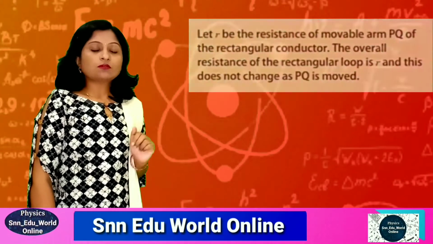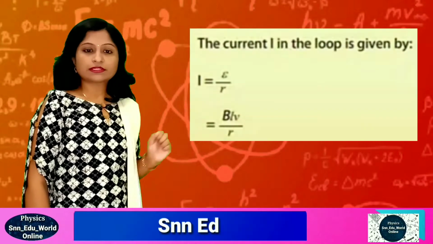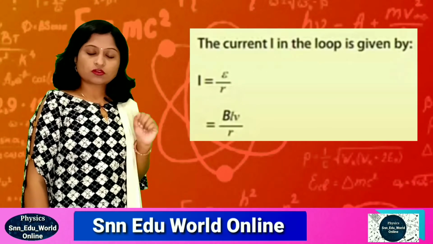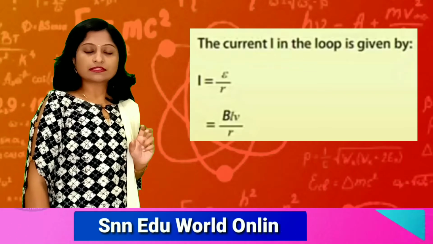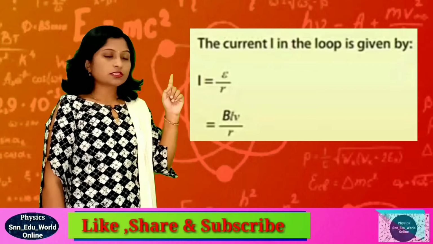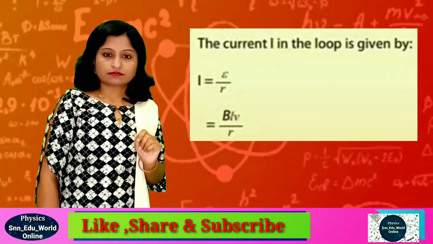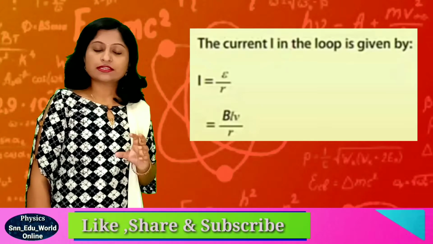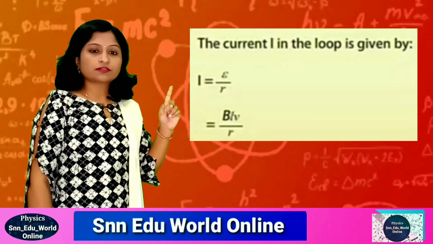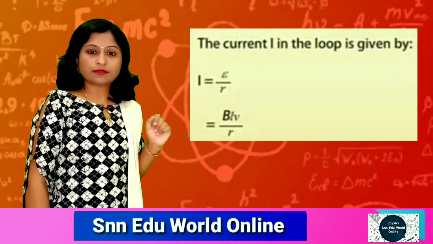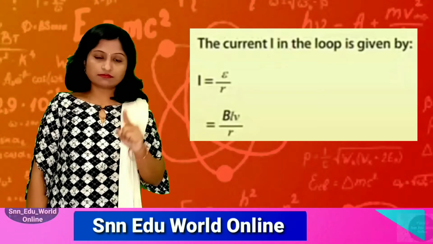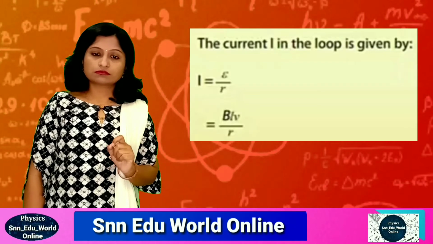Now the current in this loop can be given as follows. Since EMF is induced, current, EMF and resistance are related. By Ohm's law we can say I is equal to E divided by R. Epsilon is used here for EMF, but you can also use small e. I is equal to E divided by R, and we know what the EMF is due to this motion of the conducting rod.